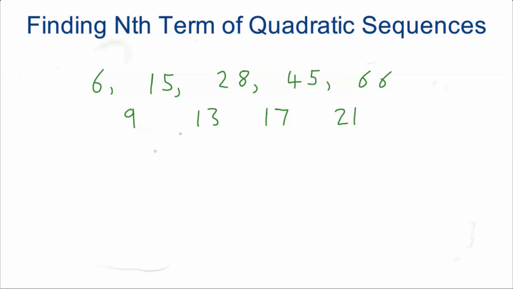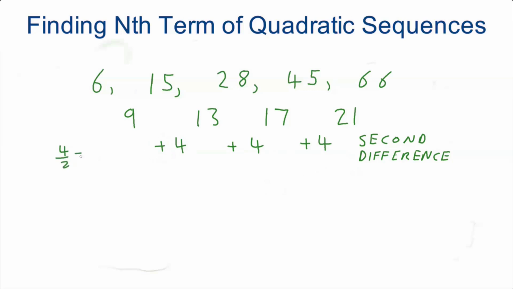9 to 13 is 4. 13 to 17 is 4. And 17 to 21 is 4. So that's our second difference. It's a difference of 4. So we take that 4 and divide it by 2, which equals 2. So we know that our term is going to be 2n squared.